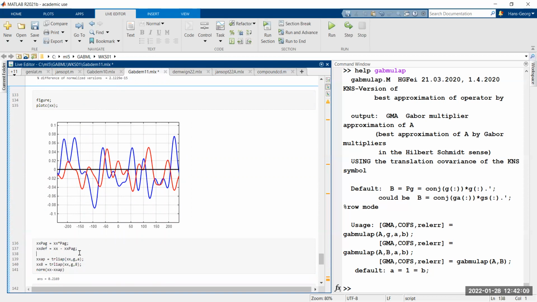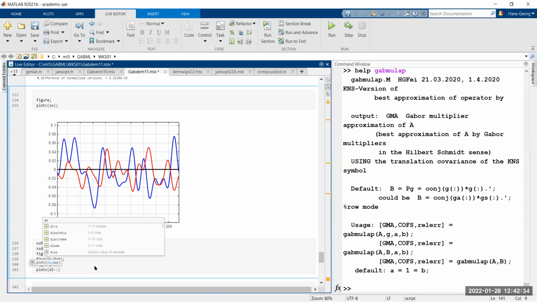Now let me look at the differences here. So I'm doing the spectrum of x and x_P, maybe the original versus the projected one, and afterwards figure. Also here, figure. Afterwards, I'm looking at the difference. Plot C. What was the name? x_diff, I wanted to say. Difference. I have to correct it.